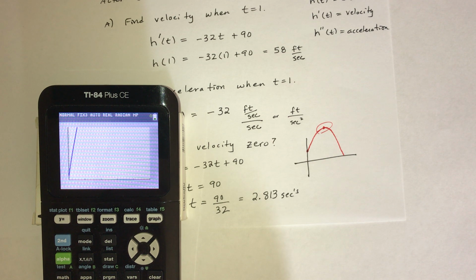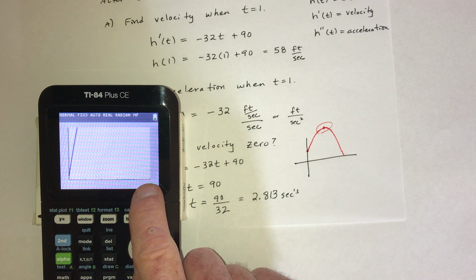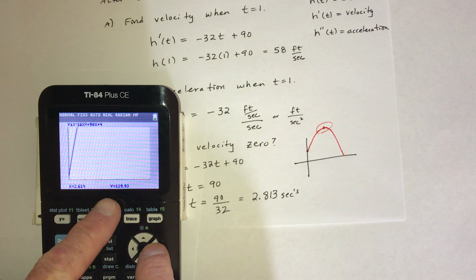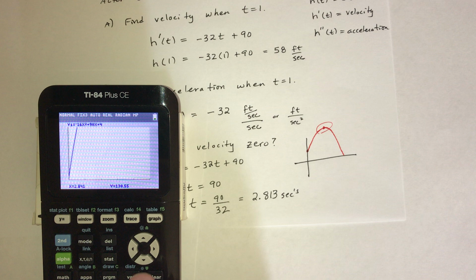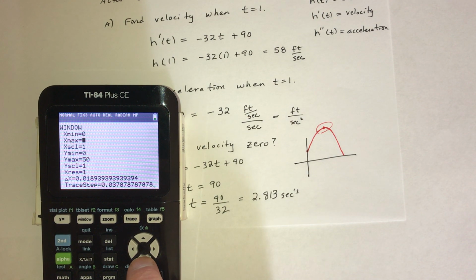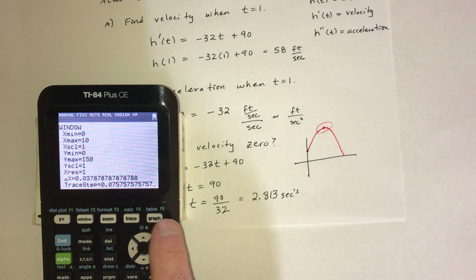Oh, 50 wasn't enough. And it looks like 5 is not big enough because I can't see this part of the graph. What I'm going to do now is trace the graph and see it's 130 feet in the air. Wow, much higher than I thought. So let me have this part go 0 to 10, and then how about 150 feet?